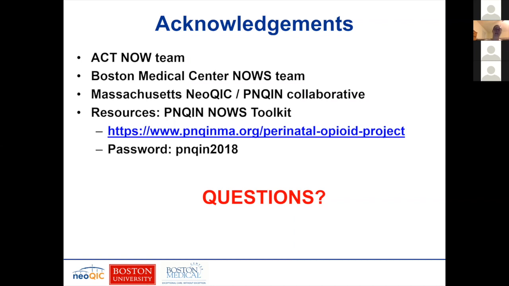So everything is there, and you can see there's a password there for the toolkit. The one thing that we have limited access to, as I mentioned, are the ESC specific training materials, for the reasons that I've stated. But the general NAS guidelines and breastfeeding guidelines, all of that is available through the toolkit, and you're welcome to start there in your improvement efforts.